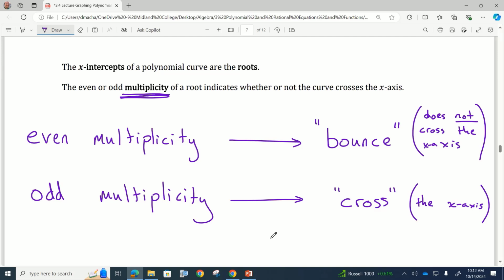So this is a critical piece of knowledge to have memorized. Do you guys have any questions about this? What we mean by multiplicity? Okay.